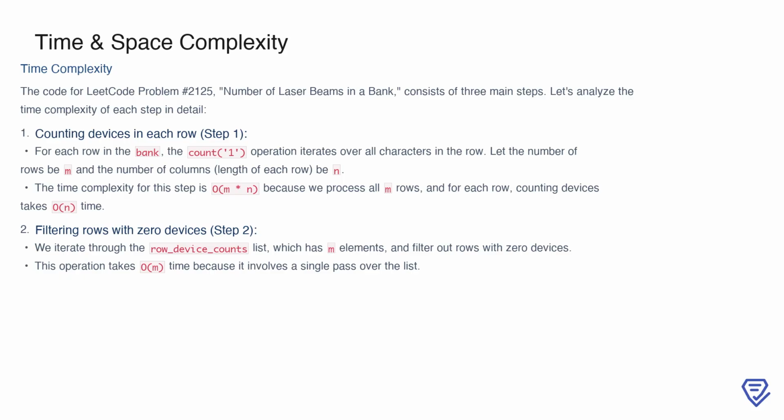Second, we filter out rows that have 0 devices. This involves iterating through the row_device_counts list, which contains m elements, 1 for each row. Filtering requires a single pass through this list, so this step has a time complexity of m.